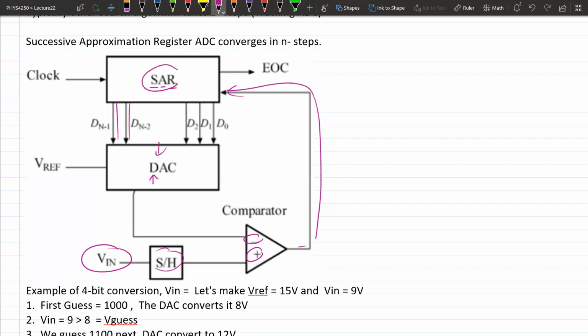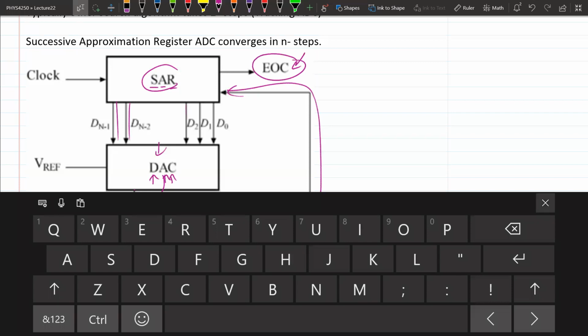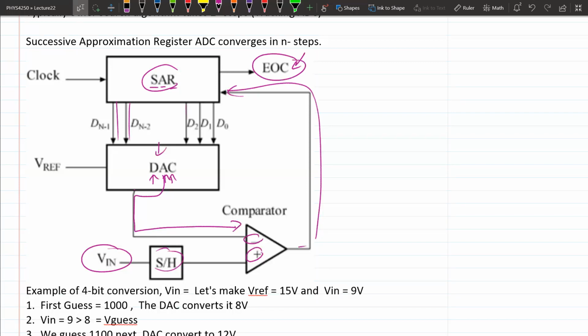And this is where the digital to analog conversion happens. That's why we have to talk about that first. Then it sends that analog signal out to the comparator. So every time it just churns around and compares until the end of conversion. This is called EOC.